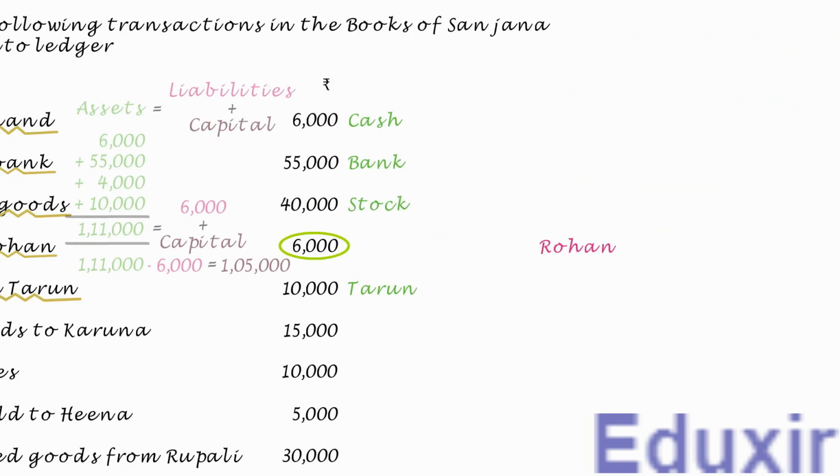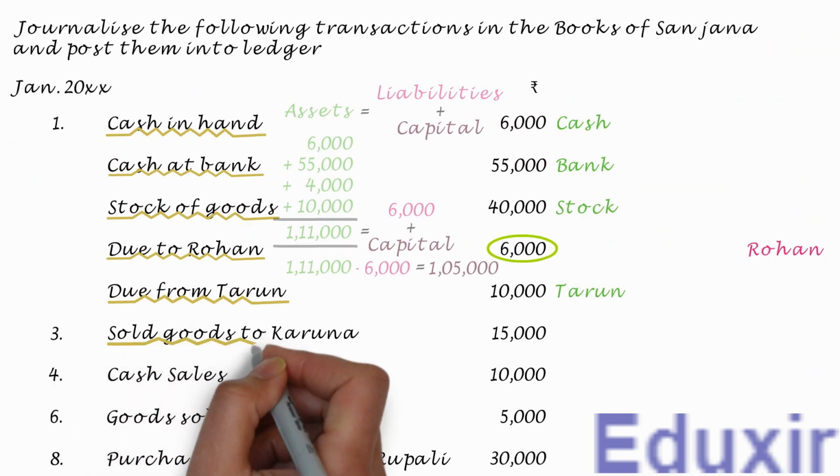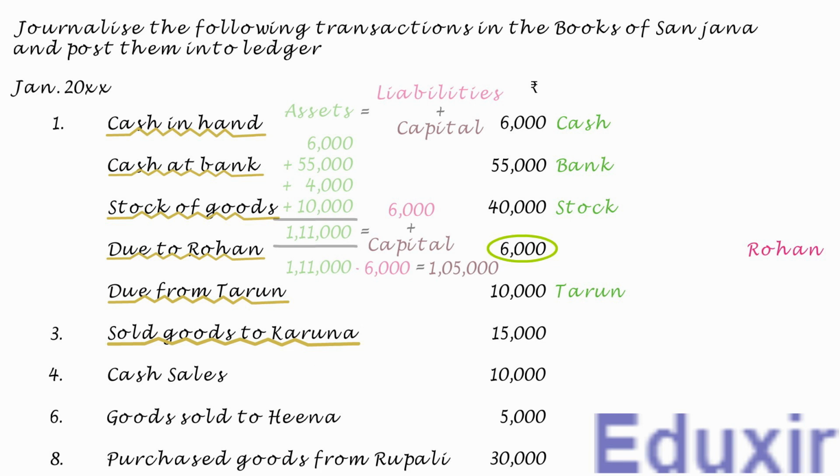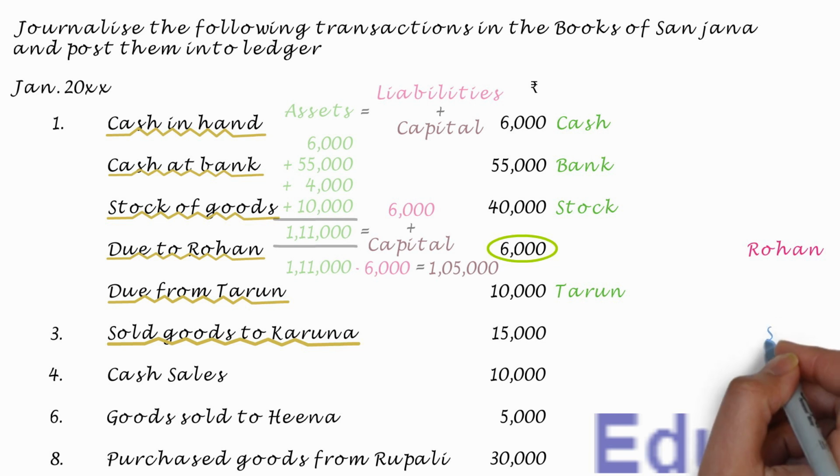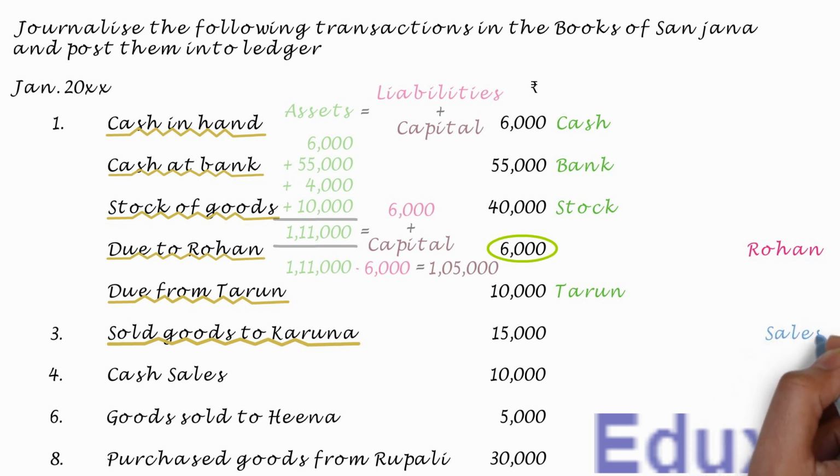In this transaction, the business has sold goods worth 15,000 rupees to Karuna. Note that it is not specified that the goods are sold for cash. So in this case, we can safely assume that the goods are sold on credit to Karuna. As you know, sales generate revenue. In other words, the revenue of the business is increasing in this transaction. The rule to record the revenue generated is to create the corresponding revenues account. In this case, the sales account should be credited.